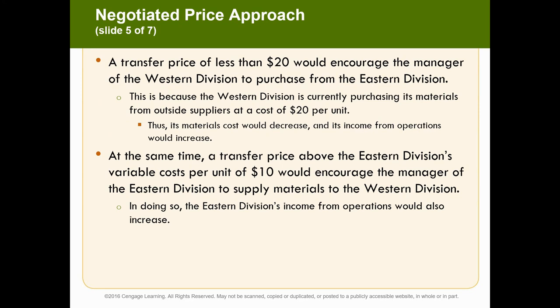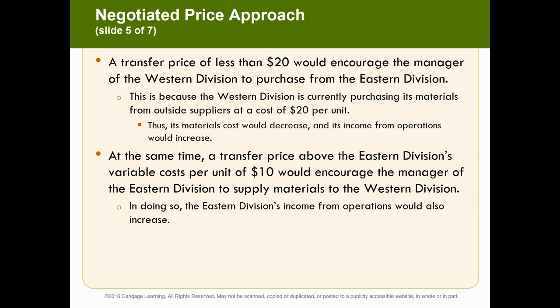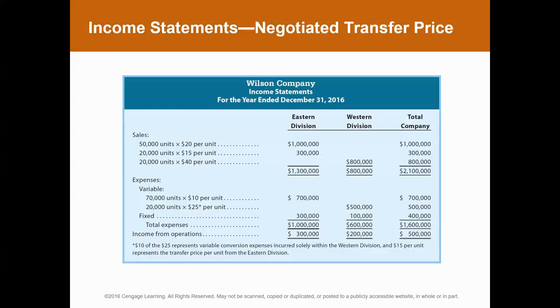A transfer price of less than $20 would encourage the manager of the Western Division to purchase from the Eastern Division. So essentially what this is telling us is that the Western Division can easily transfer units from the Eastern Division, about 20,000 units, at a cost of $10 per unit instead of the market value of $20 per unit. Just a summary of that. And so here's how it looks with respect to transfers that are negotiated. We can see that the Eastern Division has the 50,000 units at the market price of $20 per unit. The Western Division would then acquire the 20,000 units that we talked about, and would sell it at $40 per unit.